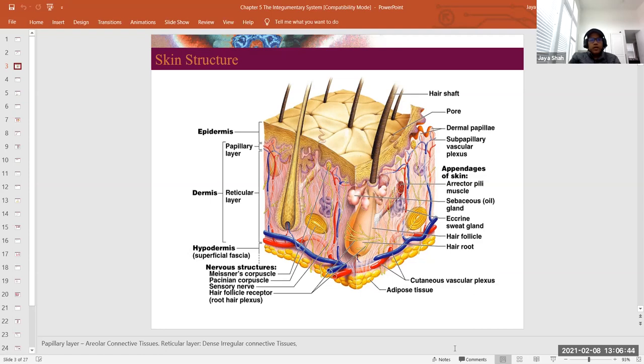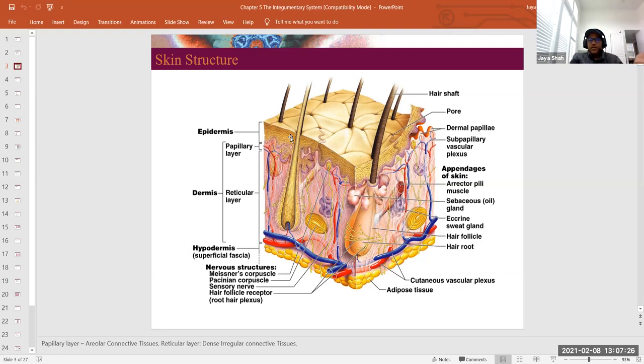Okay. So as I said, skin has two main regions, the layers. Epi means outside, dermis means skin, so outer skin. And then the thicker layer, you can see, is the dermis. When you wear a leather jacket, this is all dense irregular connective tissue. So the epidermis is made up of epithelial tissue. You know any epithelial tissue is a covering of the body, whether outer covering or inner covering. So this is the outer covering. This is stratified squamous epithelium.